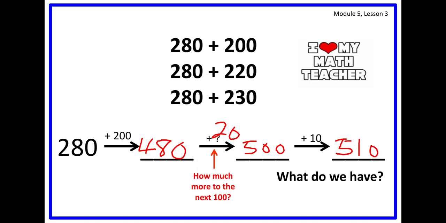480 plus 20 will give us 500. 500 plus 10 will give us 510.